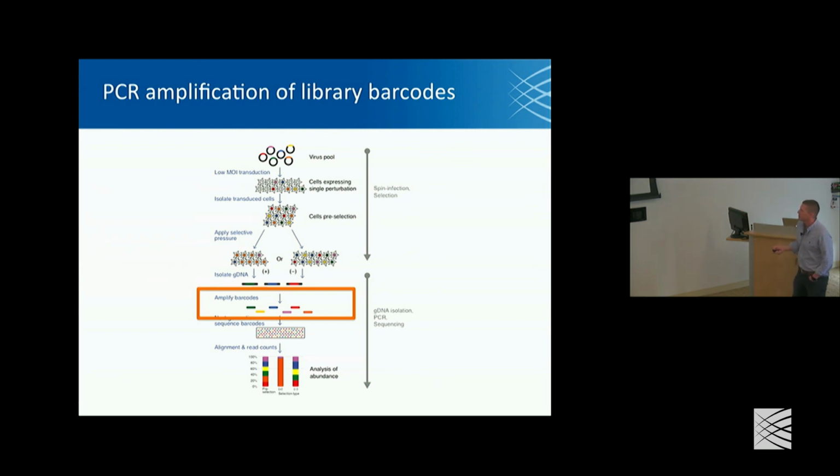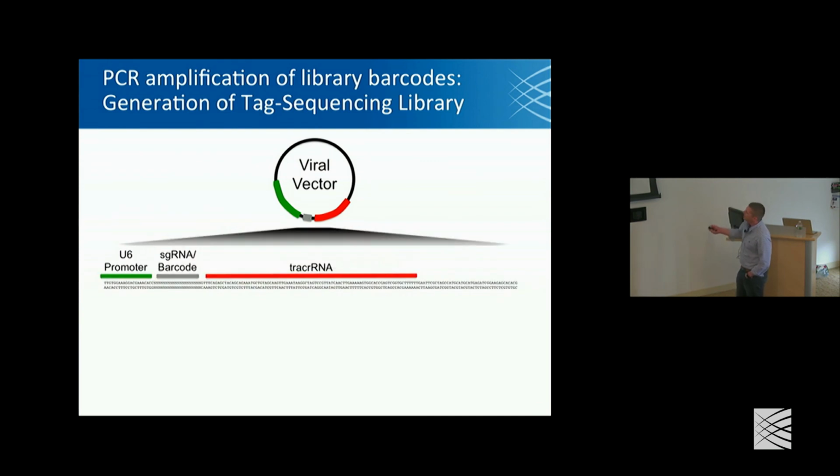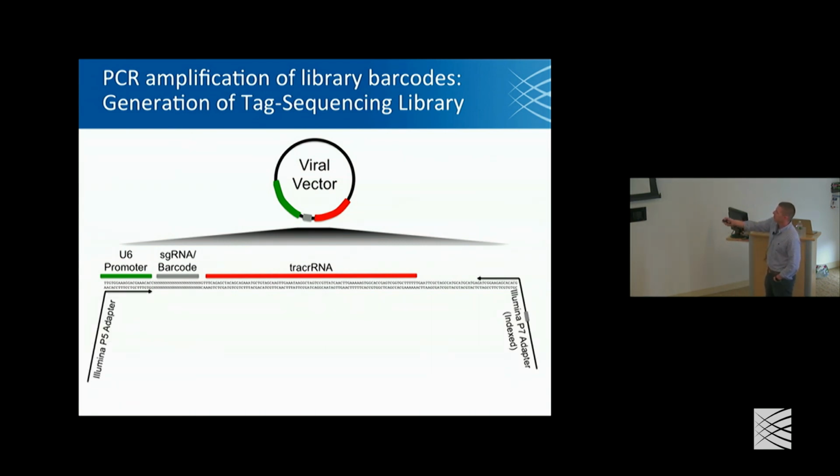So next we'll focus on amplifying barcodes. So the way this works is here is your viral vector. This is what we use to actually make the virus. And if we zoom in on the sequence here, what you'll see, the U6 promoter, this is the guide RNA, and this the tracer RNA. So for the different technologies, this may be a shRNA or it may be an ORF. It may vary. So what we do is we target these regions with primers, and appended to these primers are the Illumina adapter sequences, the P5, and we use an indexed P7.